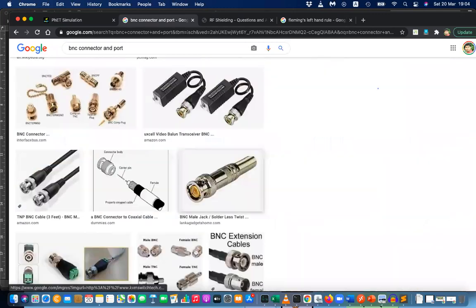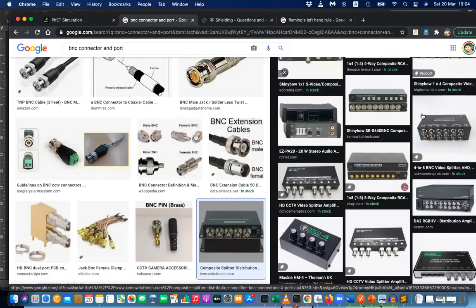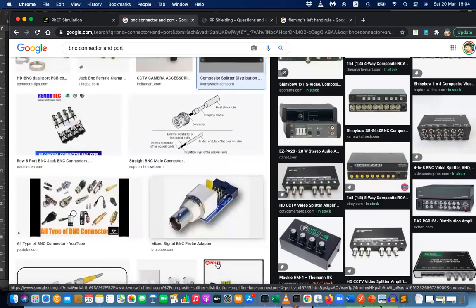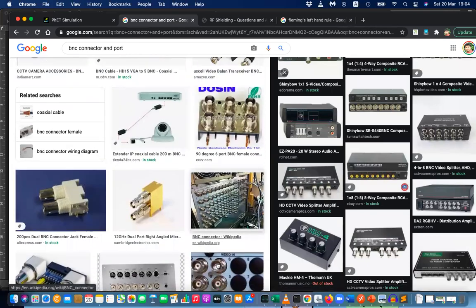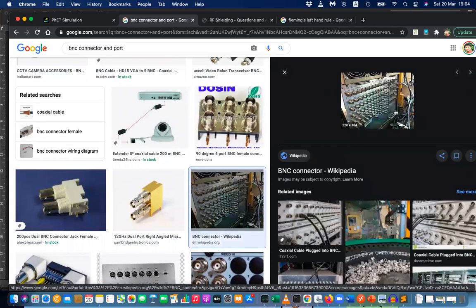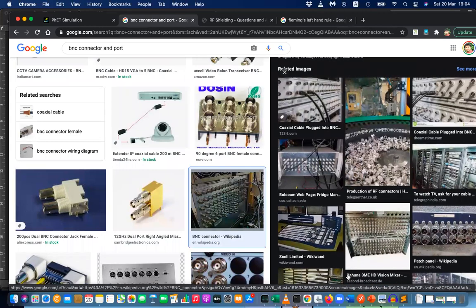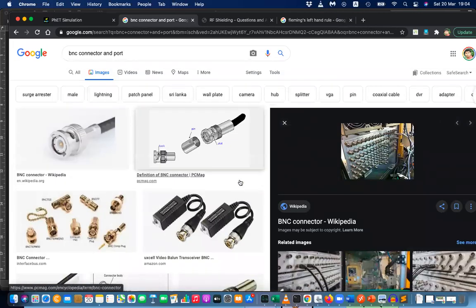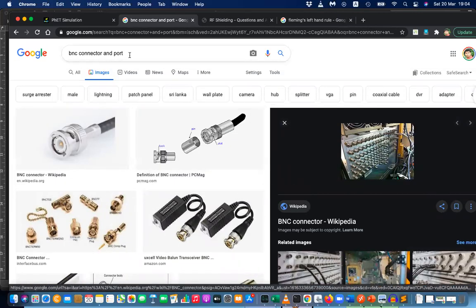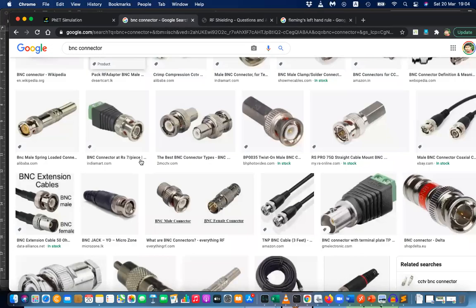Here you can see these are BNC connectors. So this is there on the back side of your TV. You can see the BNC connector and BNC port. So this is like a BNC network, right? Earlier days, these BNC based networks were really popular, right? But nowadays we are using mostly the twisted pair based connector. Okay, I think the connector itself will be enough.